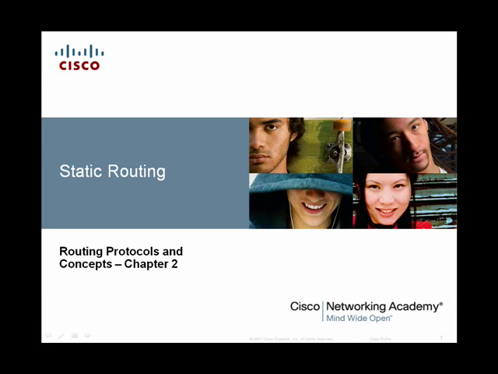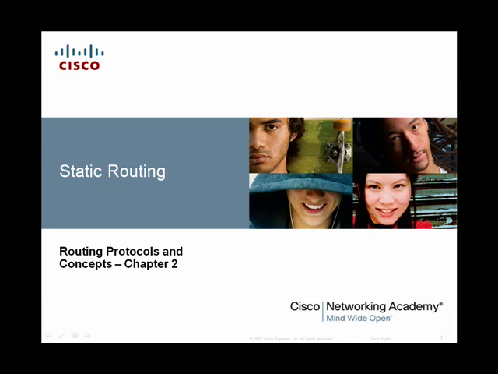This is Chapter 2 of the Routing Protocols and Concepts course, Static Routing. As you learned in the previous chapter, routers learn about remote networks either dynamically, using routing protocols, or manually using static routes. In many cases, routers use a combination of both dynamic routing protocols and static routes.